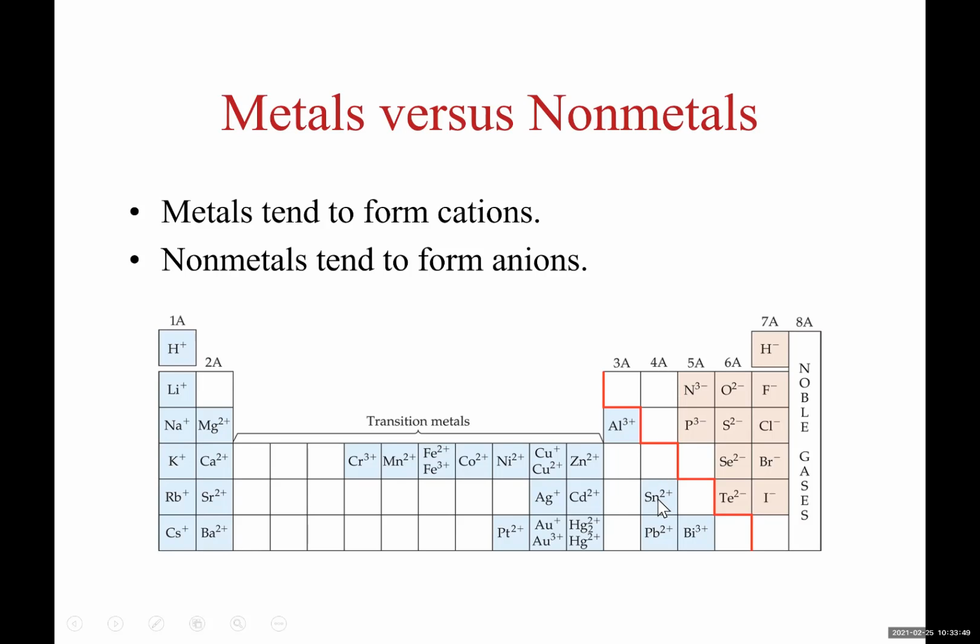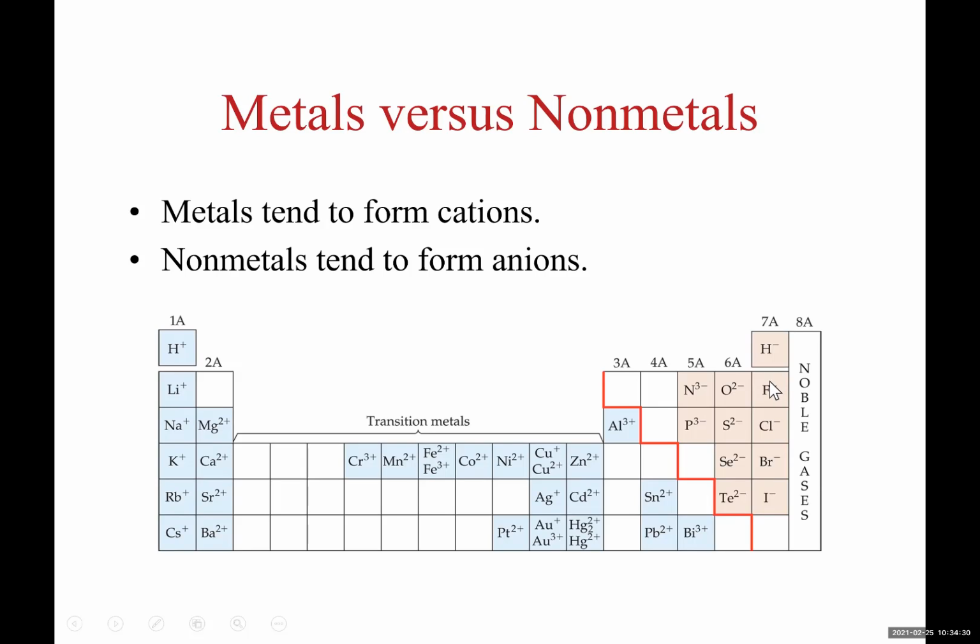Group 4A, Sn and Pb, behave kind of like transition metals, so their charge is +2. But group 5A, which is nonmetal, will gain 3 electrons, so their outer shell has 8 electrons. They look like a noble gas, so the charge is going to be -3 because they gain 3 electrons. Group 6A must gain 2 electrons, so they have 8 electrons in the outer shell. Group 7A gain 1 electron, and all these nonmetals are going to have a -1 charge.